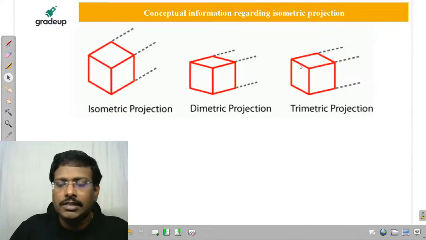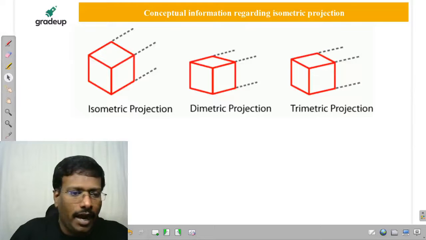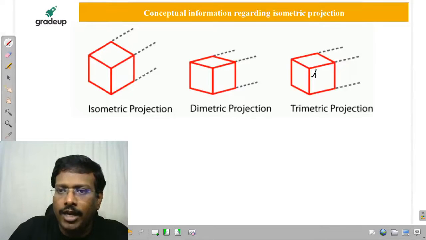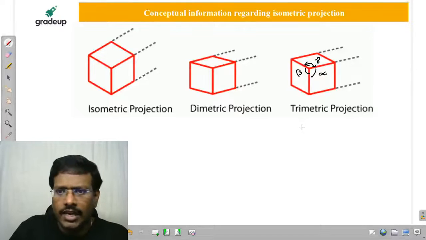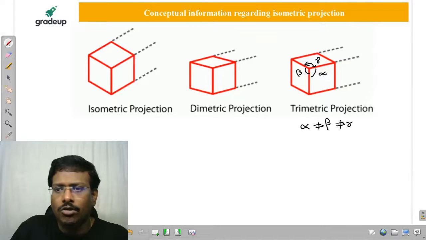this is trimetric. Why is it called trimetric? I am assuming alpha here, beta here, and this is gamma. The angles will be, I am going to interchange, not a problem, I just need the values. In this case, alpha is not equal to beta, which is not equal to gamma. That's why it is called trimetric projection.